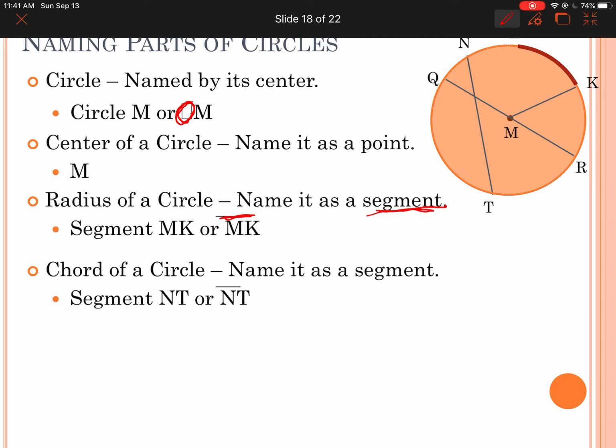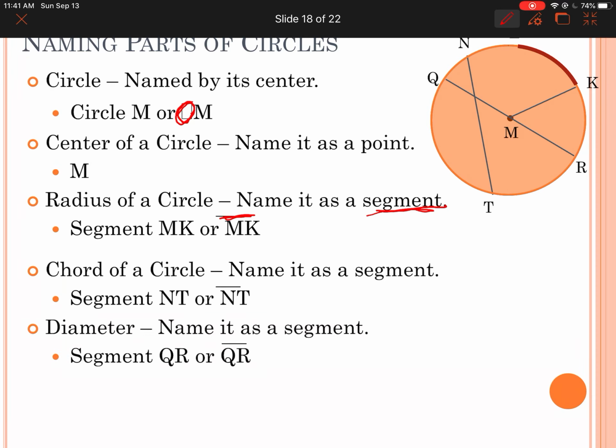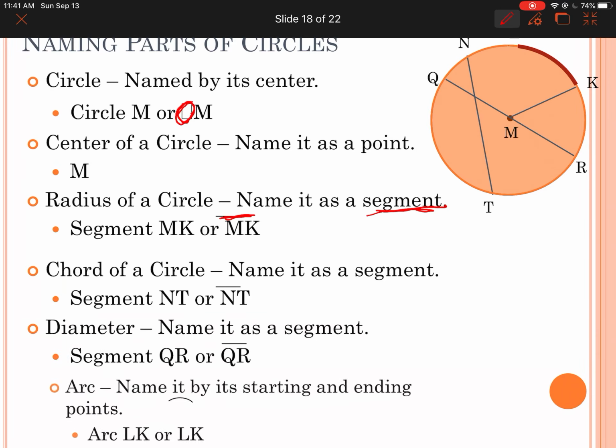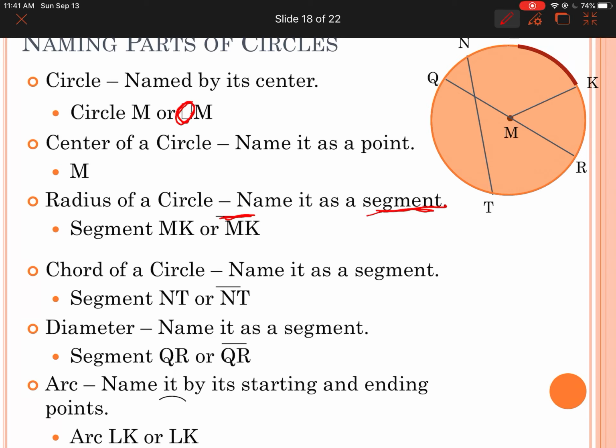A chord is also a segment, so you name it as a segment. So segment NT is a chord. And then a diameter, also a segment, so QR. And then arc. The way we name an arc is we put a little arc over top of the beginning and ending of the arc. I know you can't see that L up there right now, but that is point L right there. So arc LK.